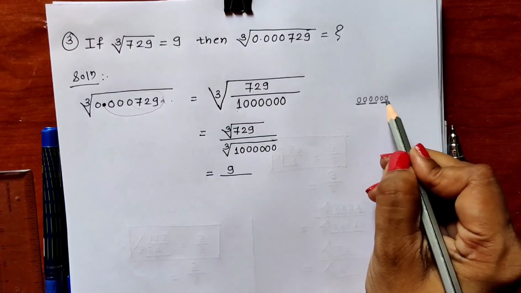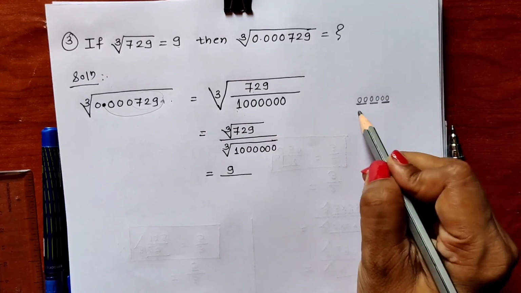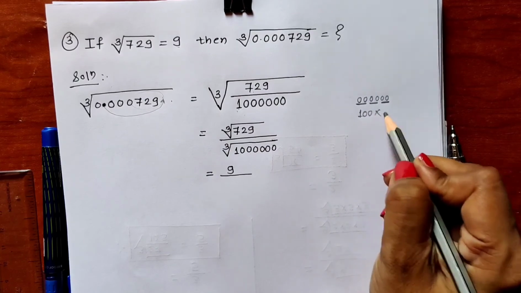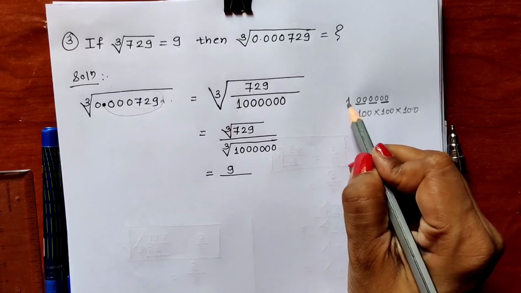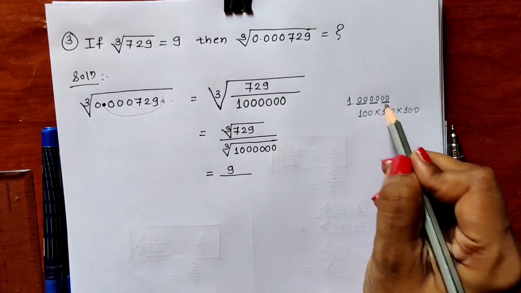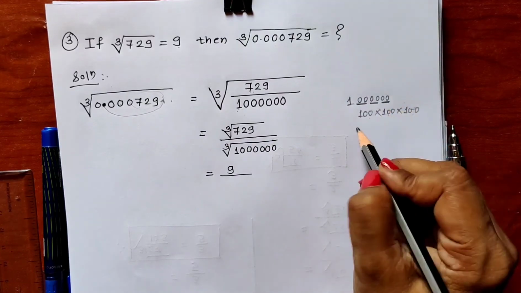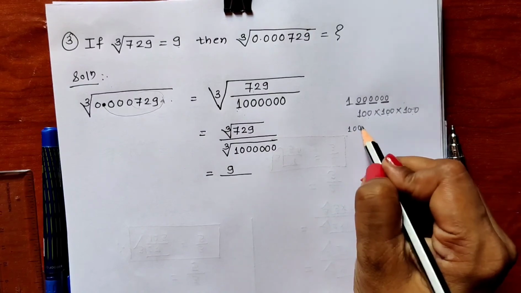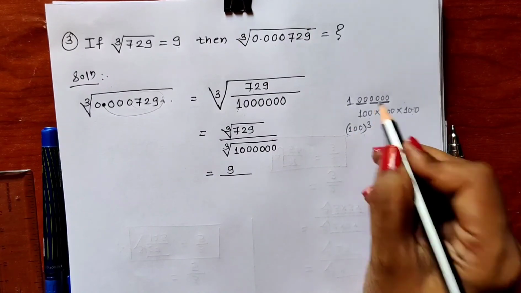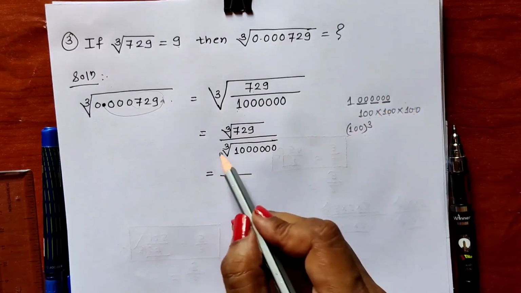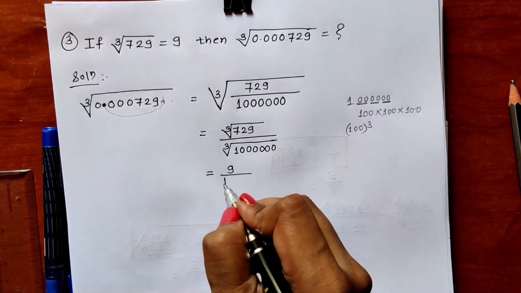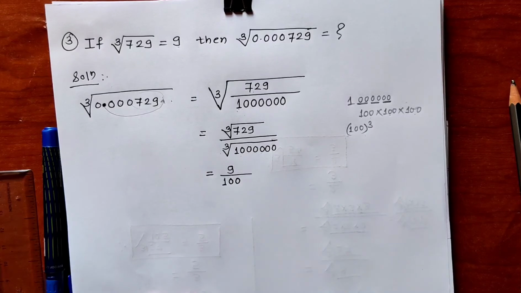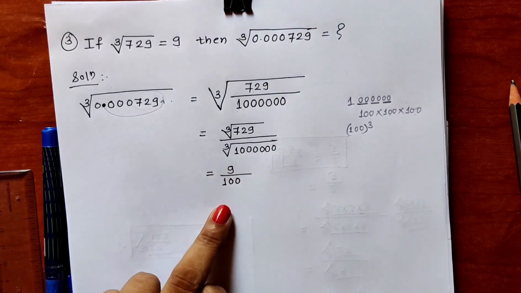If you make pairs, this will be 100 into 100 into 100. Okay. 10 lakh means what? 100 into 100 into 100. So 10 lakh means what? It is cube of 100. 100 cube. And that's why cube root of 10 lakh means 100. Okay. So 9 upon 100 we have got.